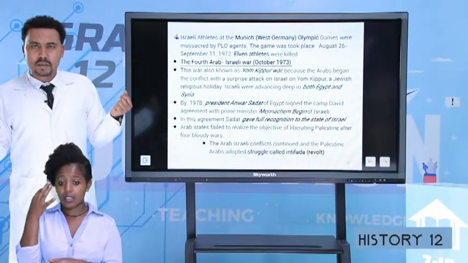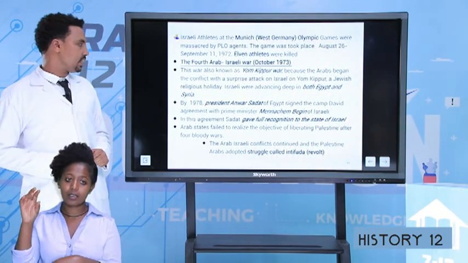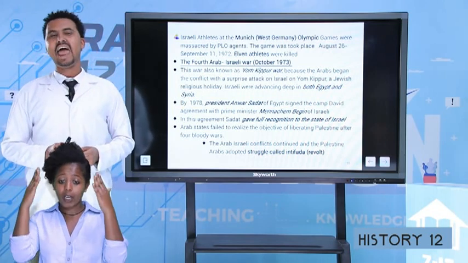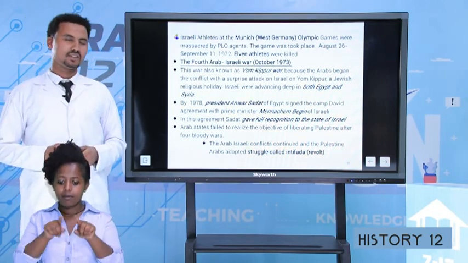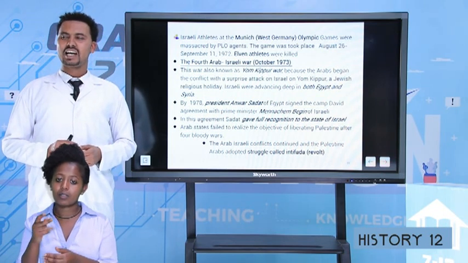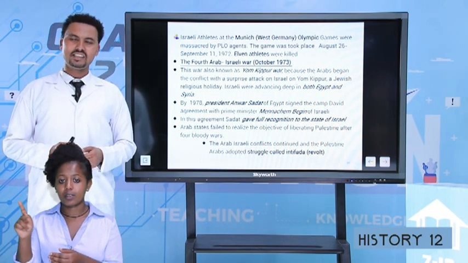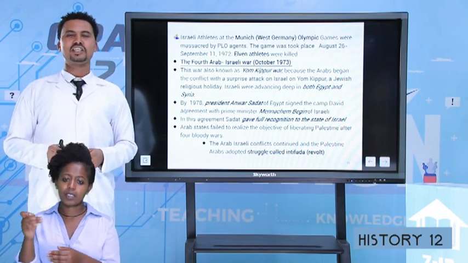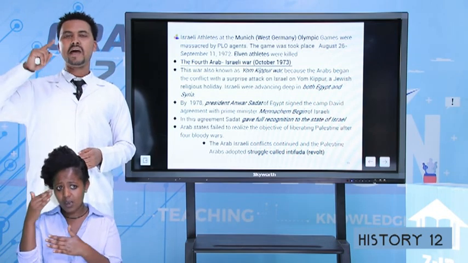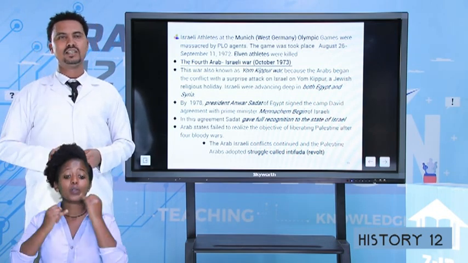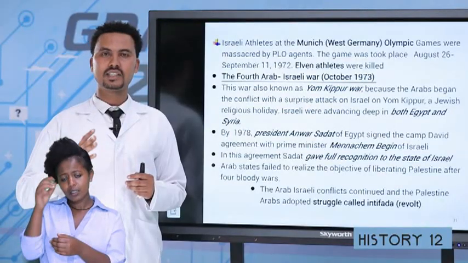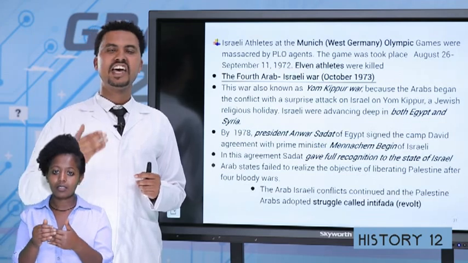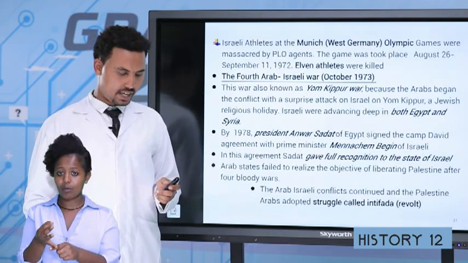In 1978, President Anwar Sadat of Egypt signed the Camp David Agreement. Mind you, students, the Camp David Agreement was in 1978. The first Arab leader to recognize the independence of the Jewish state was Anwar Sadat. He was the first Arab leader to recognize Israel.